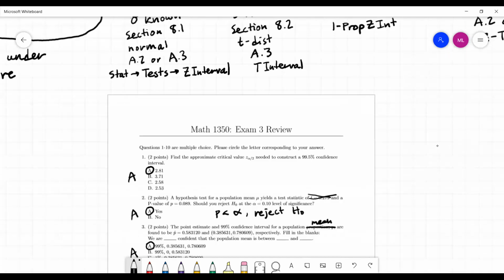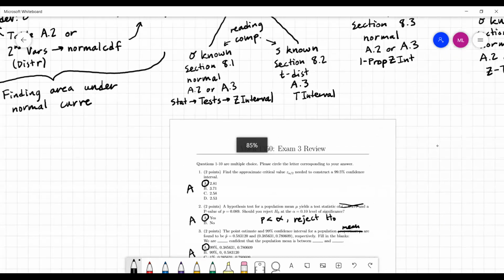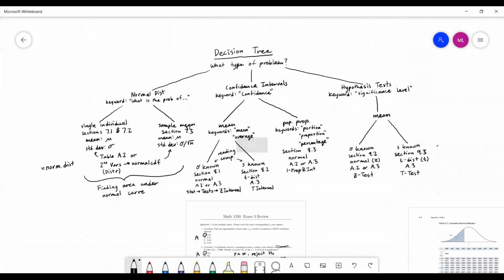I just want to say right now, to make it totally clear and to make it easier on you, you're pretty much guaranteed to have one of each of these types of problems on the exam. One normal distribution, one confidence interval, one hypothesis test. They're all going to show up.